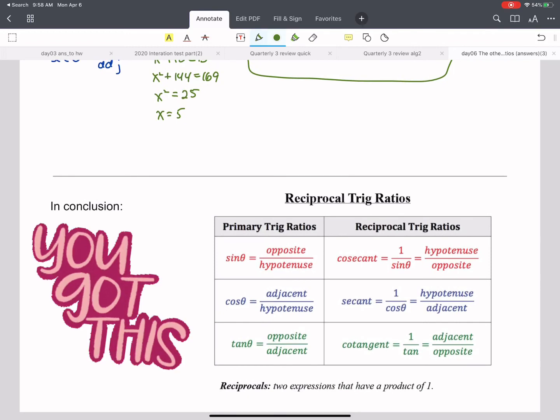So the conclusion is this nice little diagram shows you sine, cos, tan, cosecant, secant, cotangent, as they're supposed to sound out as well. And remember, reciprocals are when two expressions have a product of 1.